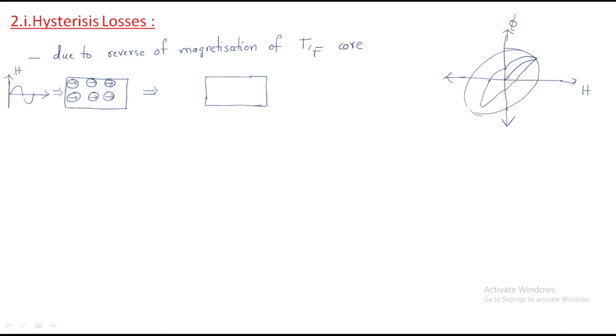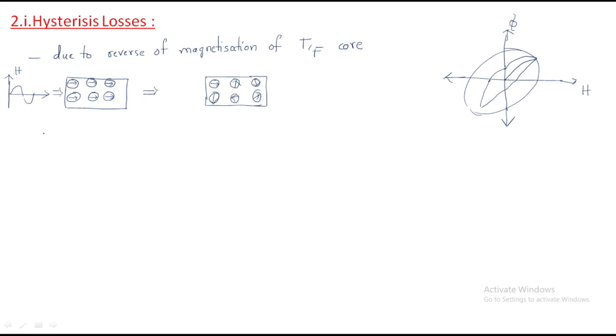Initially it starts from here and it will reach negative and again negative. At this point the dipole structure is in a different manner. Some dipoles are in some direction, some dipoles in another direction, like that. That's why the loss occurred in the transformer core. So this loss is represented by the Steinmetz formula.